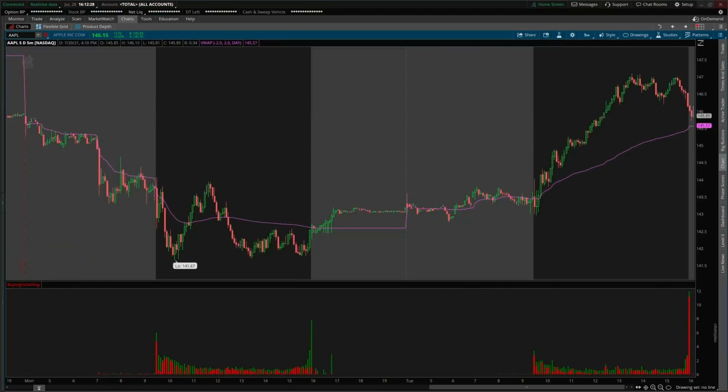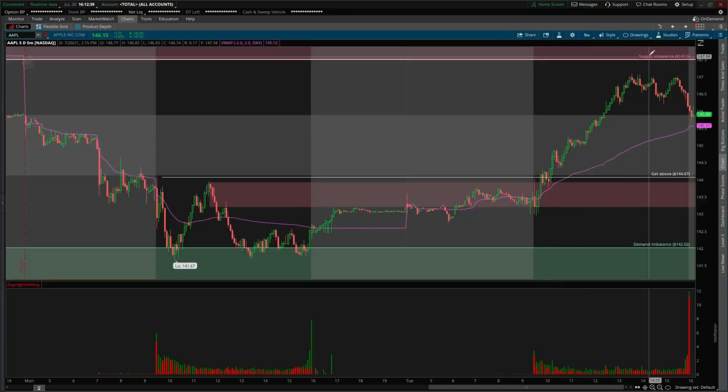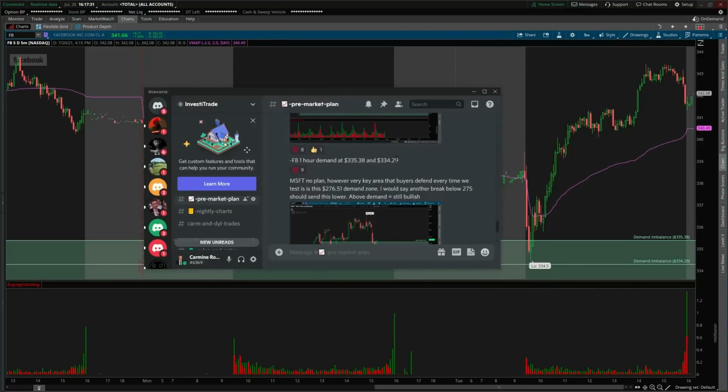I normally don't look at gaps because they're kind of irrelevant. However, if we don't have any real upside targets, this could be a good area that gets filled in the void, like we saw that upper wick on DOCU. And this missed the supply zone, the final target at 147 by end of day, but a pretty crazy rally from 144. Facebook from the pre-market plan, we had demand at the 335.38 and 334.29 area.